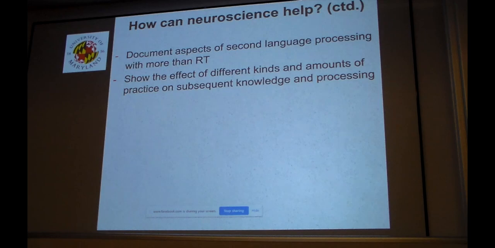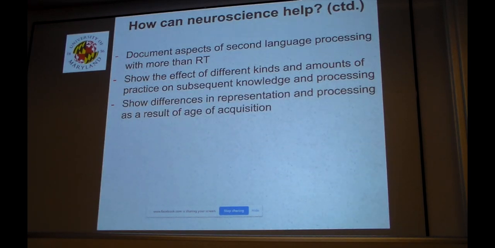Hopefully, neuroscience can also show the effect of different kinds and different amounts of practice on subsequent knowledge and processing, that was already referred to earlier today. And that, of course, is a very important practical goal. I haven't said too many practical things yet today, so that's an important practical goal. It could also show differences in representation and processing as a result of age of acquisition, rather than through the correlational techniques I've used.